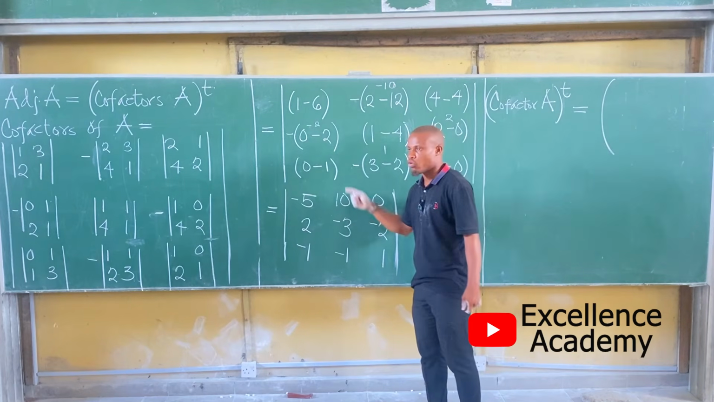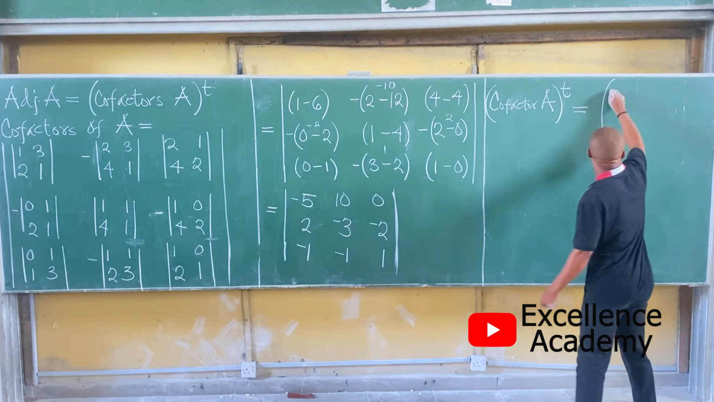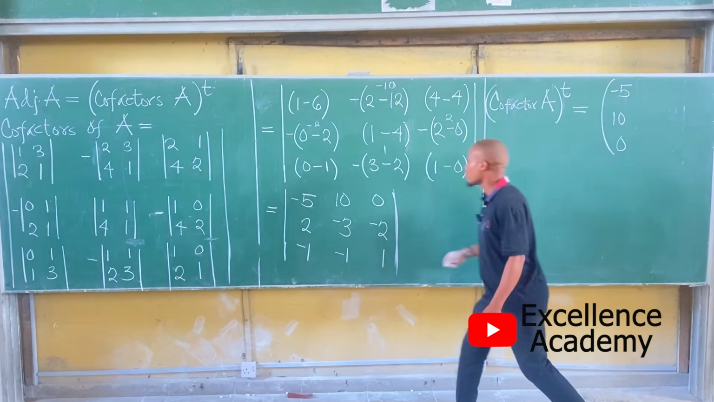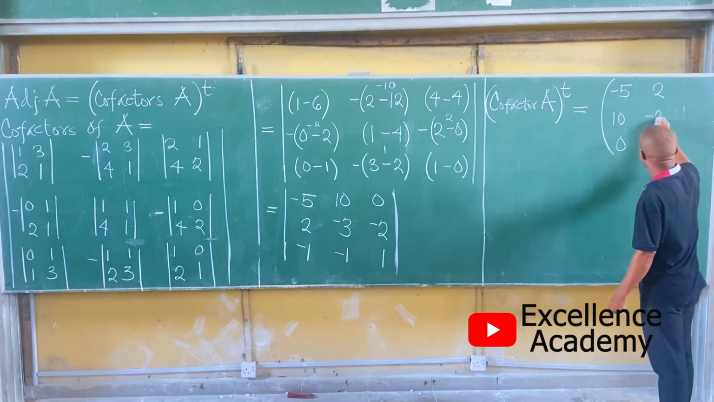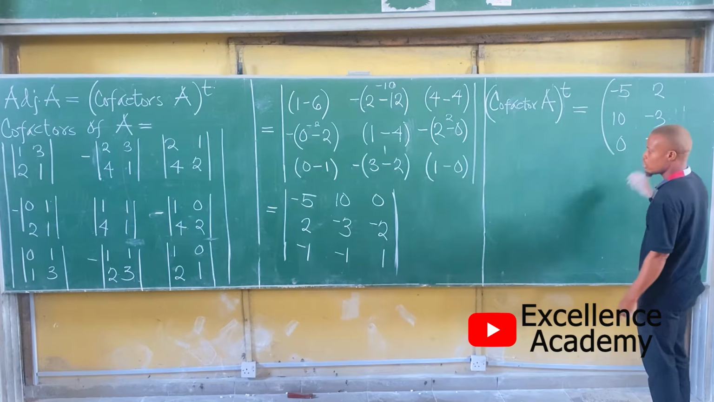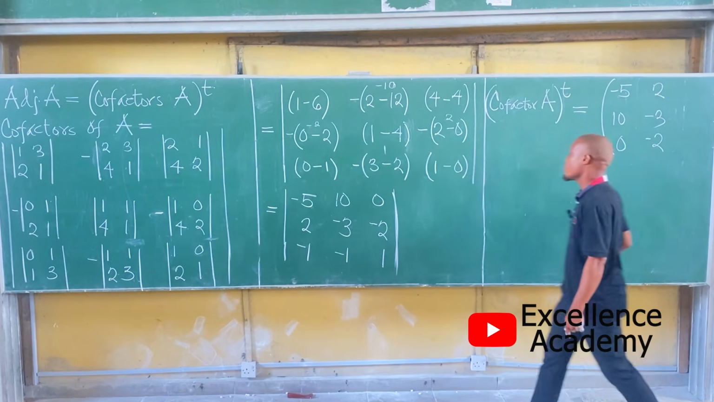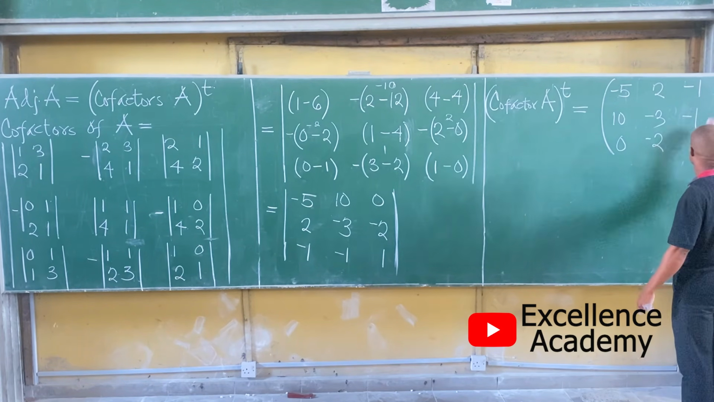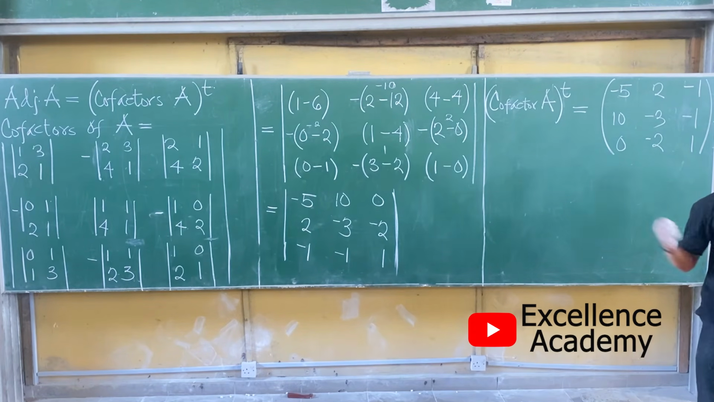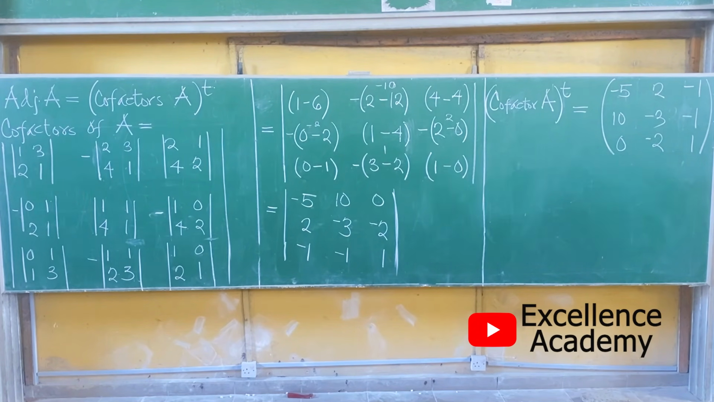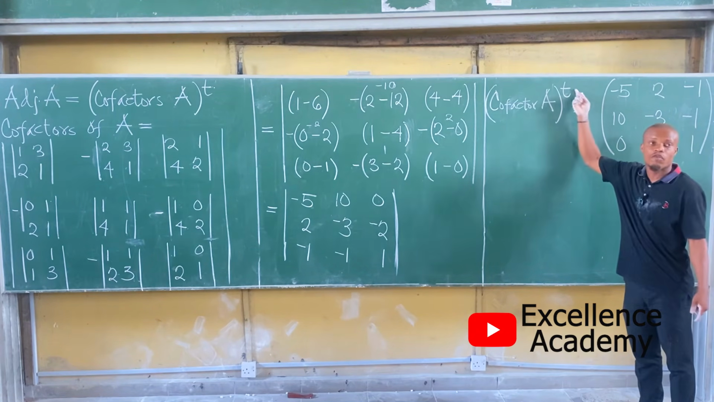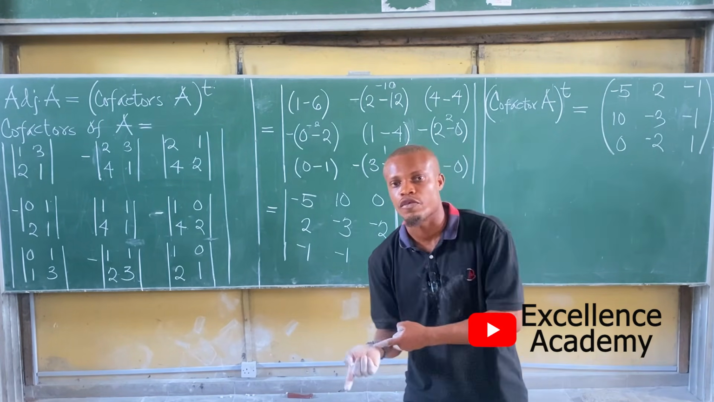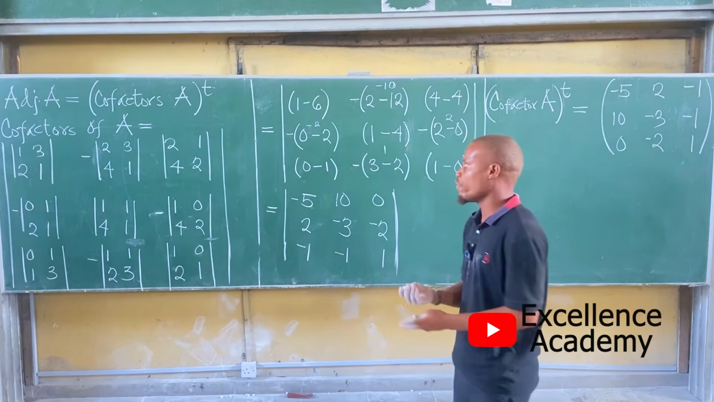My row becomes column. Interchange it. I'm having -5, 10, 0. For the next one, I'm having 2, -3, and -2. And finally, I'm having -1, -1, and 1. All right. So this is our final answer for the transpose of the cofactor of A. And always remember that the transpose of the cofactor of A is the same thing as the adjoint of A.